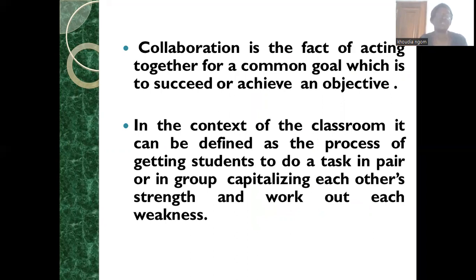Now, in the context of the classroom, when the teacher gets the students to be together and work in groups or in pairs, it is what we call collaboration, where the students capitalize on each other's strengths and work out each other's weaknesses. You see, so collaboration is just group work, pair work, or peer work.